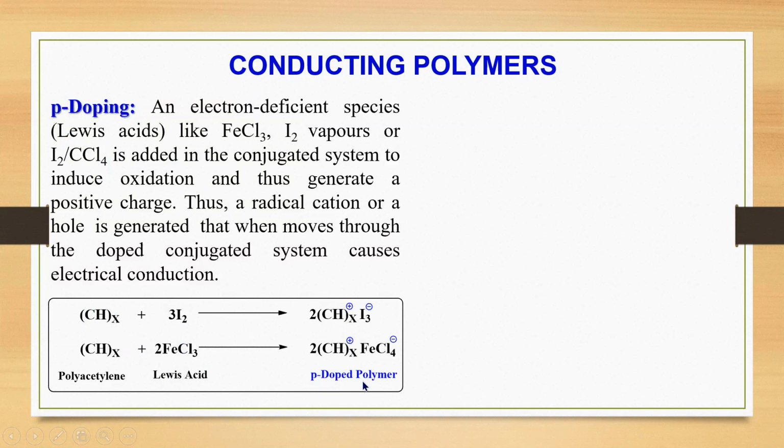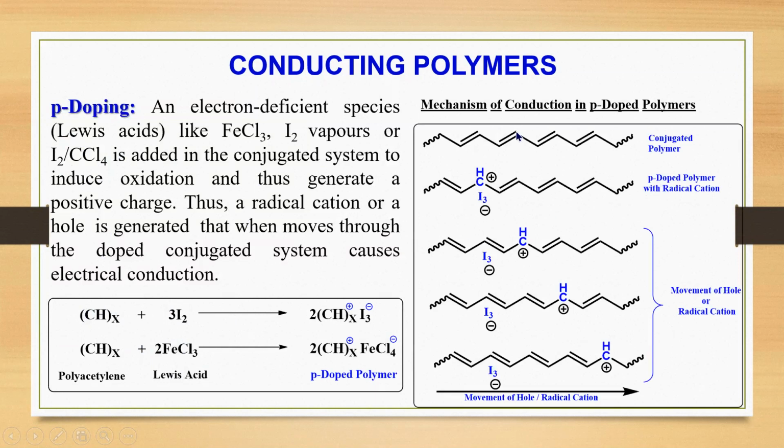So we call these p-doped polymers. This is a chemical equation. By taking a polymer, adding a Lewis acid, you get a hole generated here. We call it a radical cation, or we call it a hole. So something like this. And let us see the mechanism of conduction for p-doped polymers.